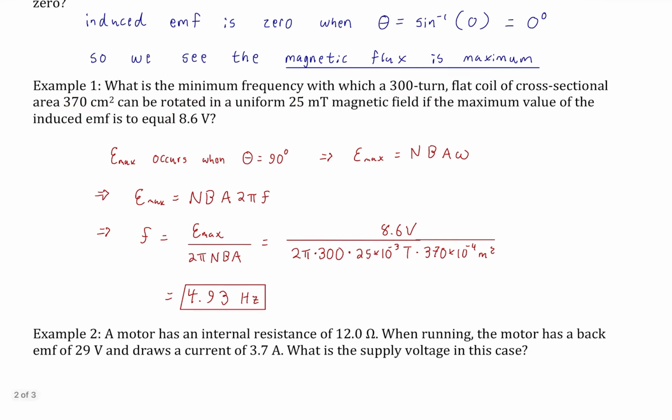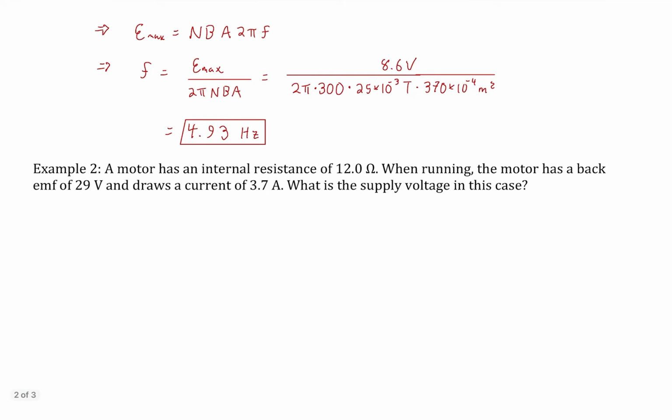Okay, all right. Example 2. A motor has an internal resistance of 12 ohms. When running the motor, it has a back EMF of 29 volts and draws a current of 3.7 amps. What is the supply voltage in this case?